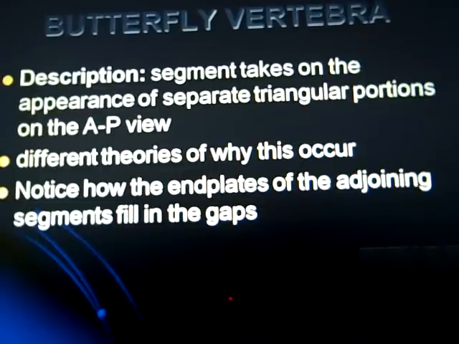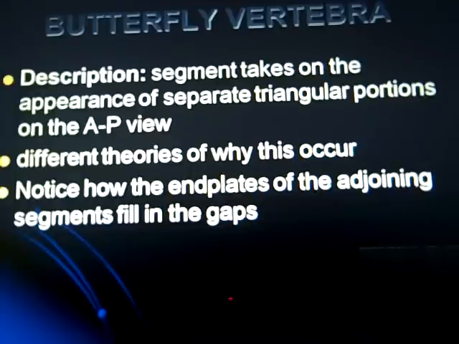Butterfly vertebra is a segment that takes on the appearance of a butterfly by having two separate triangular portions on the A to P view. Those triangular portions with the spinous process is what gives it its name, butterfly vertebra. Different theories as to why this occurs are listed in Yoakum and Rowe, and I also want you to notice how the end plates of the adjoining segments sort of fill in the gap.